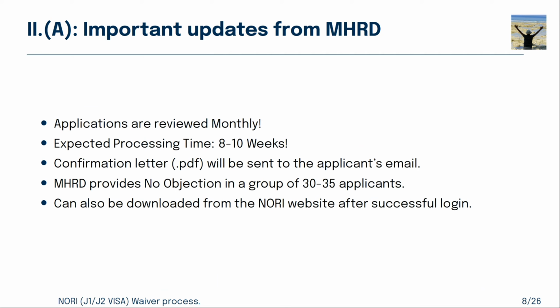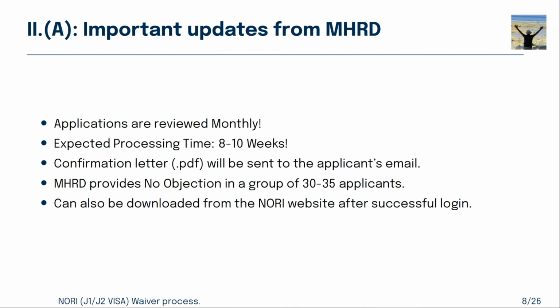Okay, here I'm giving you some important updates from the MHRD on what you will have to do. Applications are reviewed monthly, right? And they keep the no objection certificates in bulk, like in a group. So let's say you are applying as a single person, but you will get the approval in a PDF document where 30 to 40 candidates in a group get no objection from the MHRD, right? That's why it reviews monthly, so it takes time. Expected processing time is 8 to 10 weeks. Mine was about 2 months. So that's what I'm telling you.